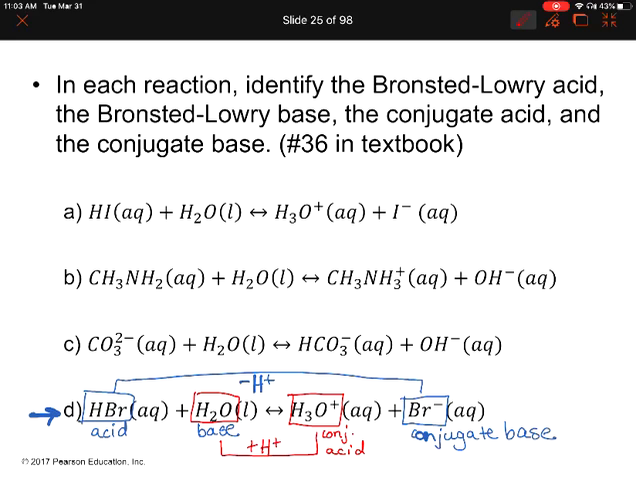Okay, so that's the end of our discussion for this video. In the next video, we'll start discussing acid-base strength. So how do we tell if an acid is strong or weak? How do we tell if a base is strong or weak? We'll go over more of that in the next video.